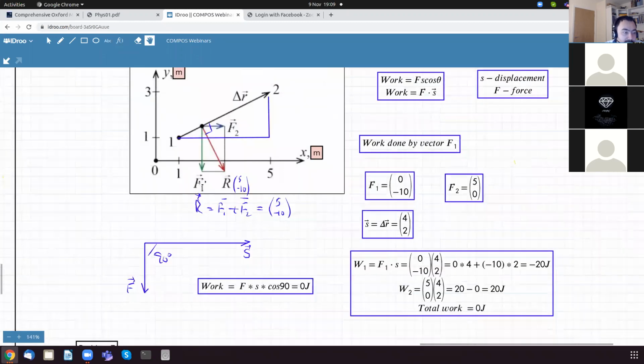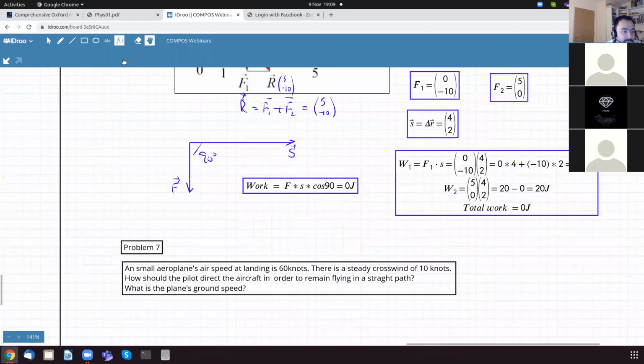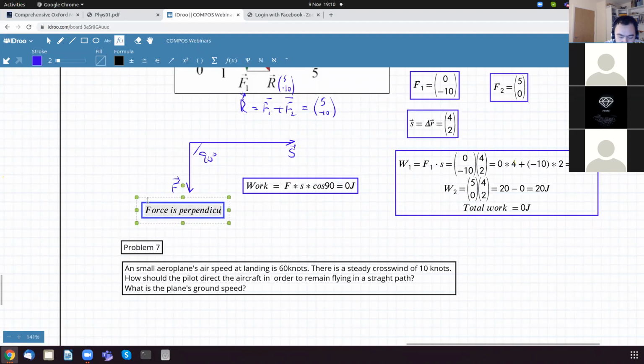A very interesting example of this is satellites. Because force is perpendicular to the movement, short story: force is perpendicular to displacement, so no work is done.